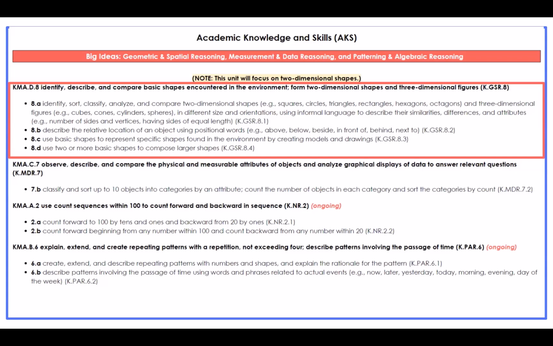The last indicator for AKS 8 is IOA 8D, in which students use 2 or more basic shapes to compose larger shapes. Students form or compose larger shapes by putting together smaller shapes through exploration and play. Students then progress to looking at images of larger shapes in which they decompose the larger shape into 2 or more smaller shapes.